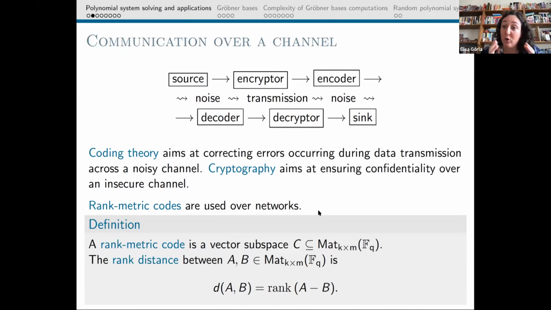So there you encode your message. You represent your message in the form of a matrix. And then the matrix is sent over the network. So each row is sent. And so a code here is a subspace of matrices, a linear subspace of matrices over a finite field. Usually in this setting, everything is finite because it just works better with the architecture of the computer. And then you have a notion of distance. And here, the distance of two matrices is the rank of their difference.